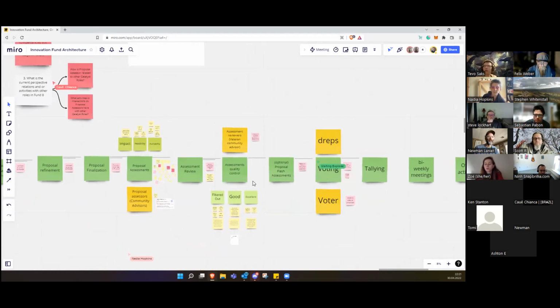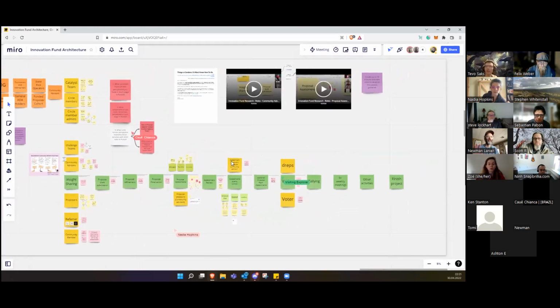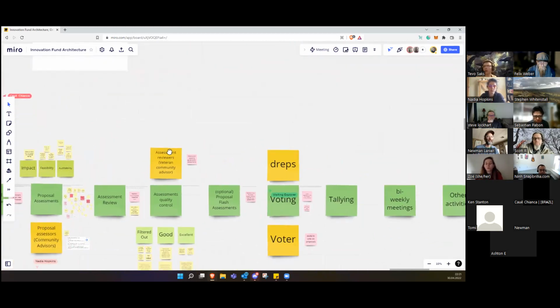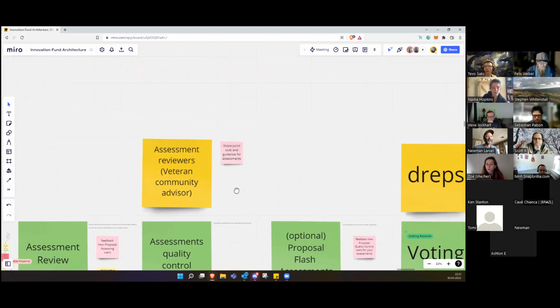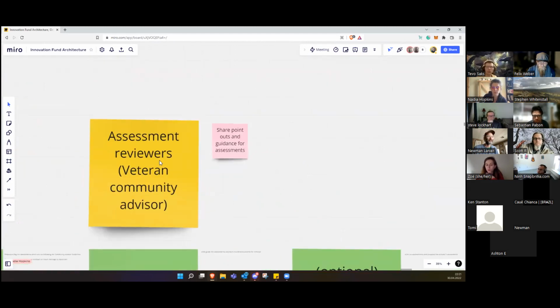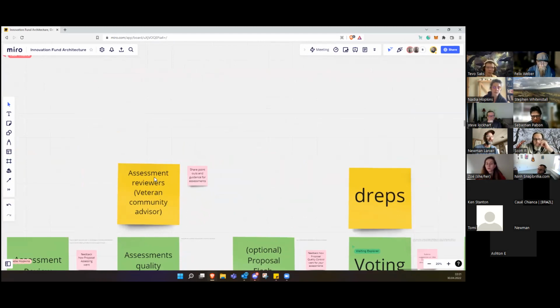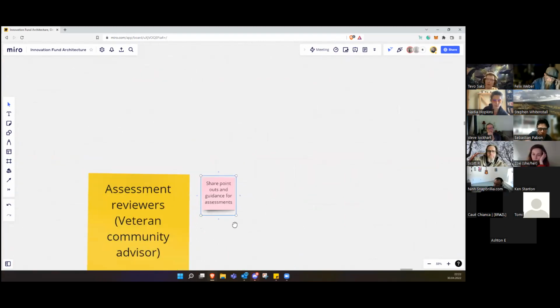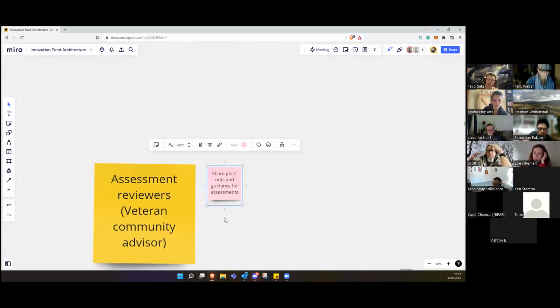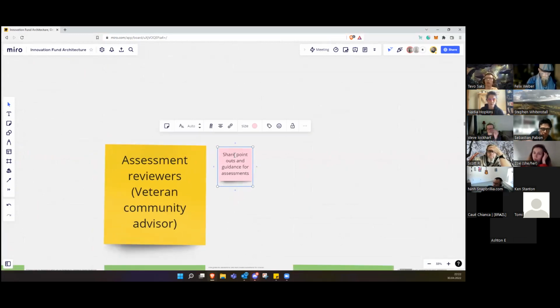Okay, we stopped a little too long, I would say, on the community member side, but we got a few stickies. We have 3 rows to go, and I think this is going to be a juicy one because we already shared some of that. So how proposal assessors are related to assessment reviewers, which we call veteran community advisors. Share pointers and guidance for assessments. So these assessment reviewers will share pointers and guidance for not just assessments, but assessors. That's something it's good to have.